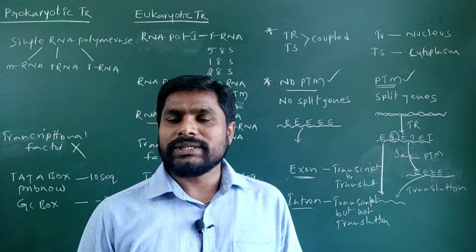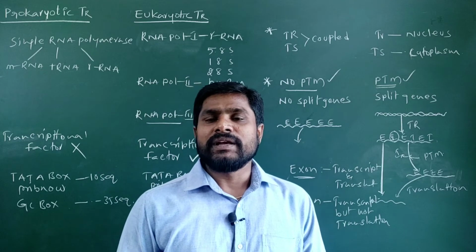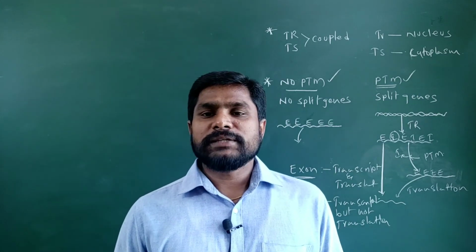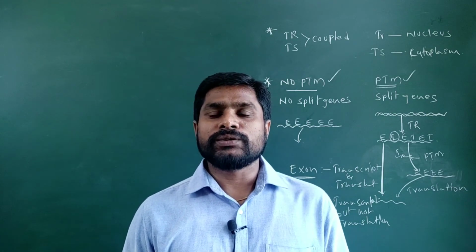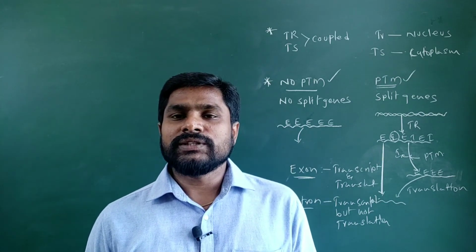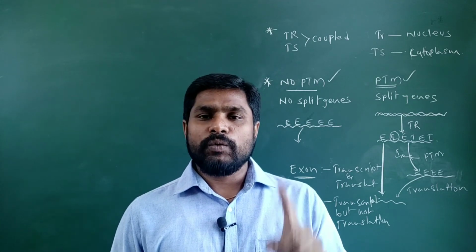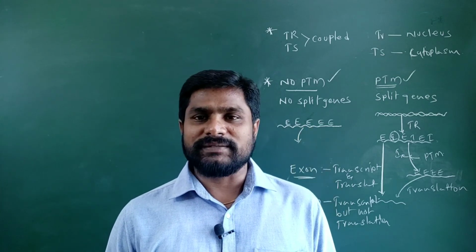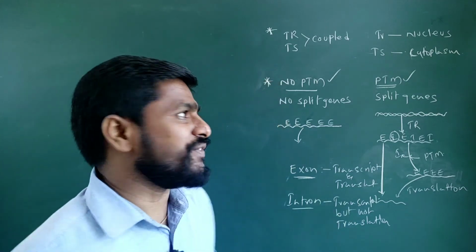Now let us move on to the detailed discussion on the post-transcriptional modification that occurs in eukaryotes after the transcription process. The post-transcriptional modification in eukaryotes, following transcription, includes 3 chemical modifications. These 3 chemical modifications occur one after the other in a sequence. Those chemical modifications are: one is capping, the second one is tailing, and the third one is splicing. Let us discuss these post-transcriptional modifications one by one.